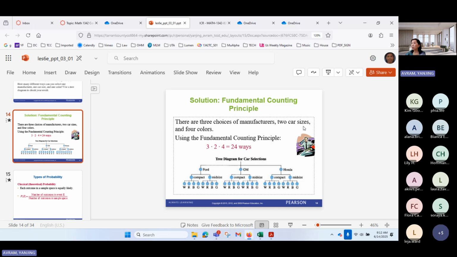You have 2 car sizes, 3 manufacturers, and 4 colors. So you have 3 times 2 times 4. So basically you have 24 ways to choose a car in this case. So multiply all these categories together.